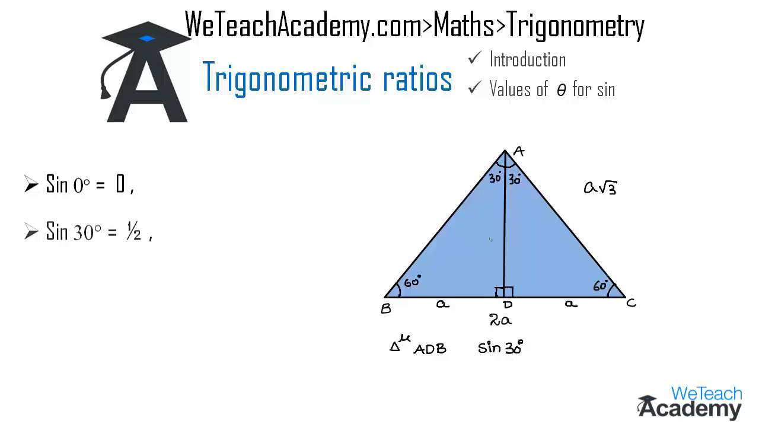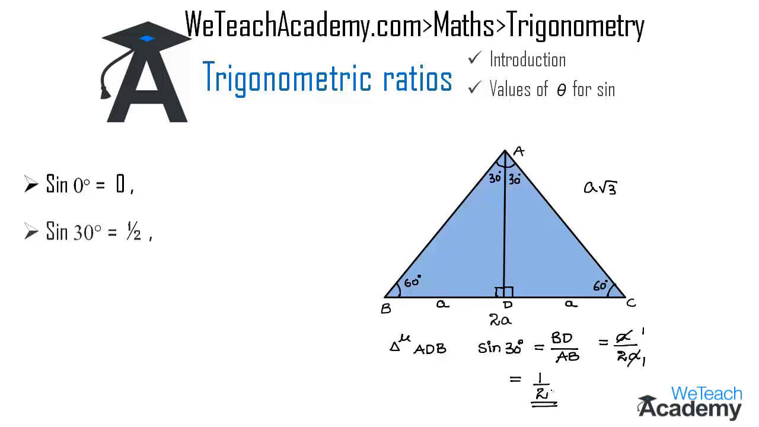Sine is equal to opposite side by hypotenuse side. Here the side opposite to 30 degrees, which is BD, is the opposite side. So here we get BD by AB. Now let us substitute the values. Here we get BD, that is A, by AB side, which is 2A. By simplifying, A one time is A and again A one time is A. So we get 1 by 2 as the result for sine 30 degrees.